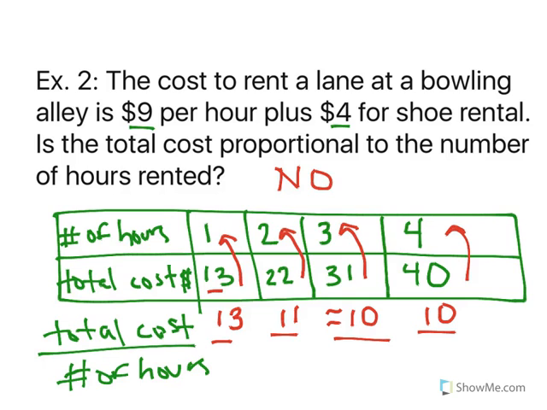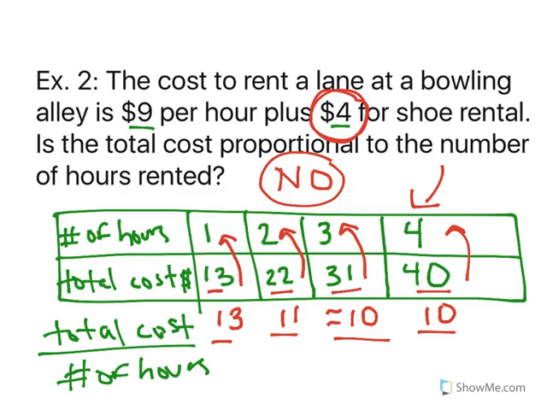It's not an equal amount of increase going up every hour that you bowl, just because the $4 shoe rental is what makes that difference. They're not charging you $4 an hour; it's just one total fee of $4. So it's not a proportional relationship. It's not an equal relationship because the numbers are not equal. So we say, no, it's not. And again, you have to use your chart to show your work and prove that.